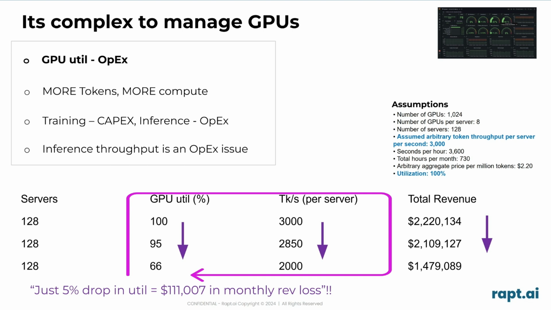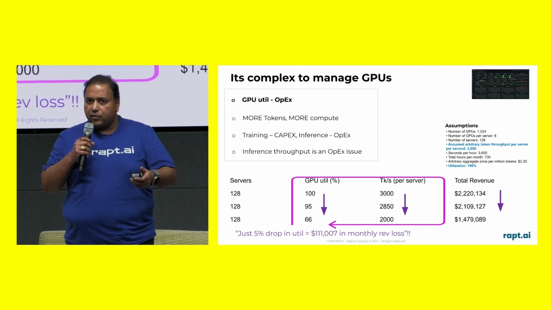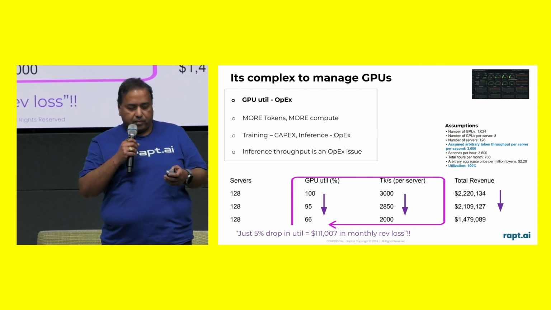And especially with the new models coming in, especially the reasoning ones, with more tokens and more compute, this becomes a pretty big challenge for anybody managing the infrastructure, or anybody running their AI models.